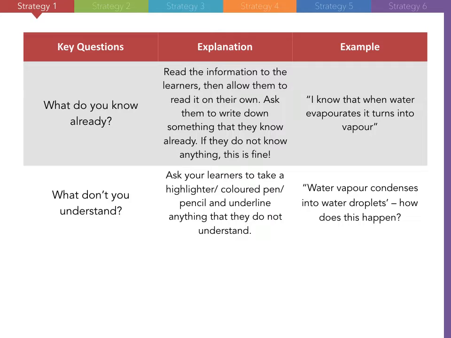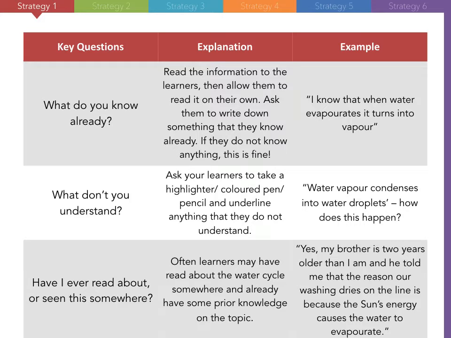Another question is, what don't you understand? And here you can ask learners to take a highlighter or a colored pen or pencil and underline anything that they do not understand. And an example response from the learner could be that water vapor condenses into water droplets. That's what it states in the text. How does this happen? How does water turn from a vapor into a droplet?